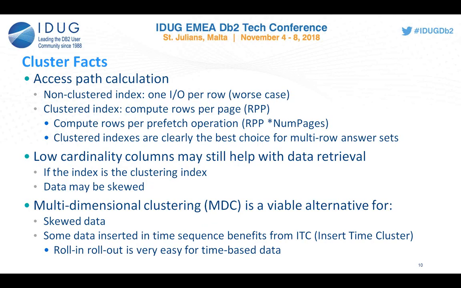So here's some cluster facts. And I basically said that right now. The non-clustered index is one row, one I/O per row in the worst case. With a clustered index, you compute the rows per page and the rows per prefetch operation, and clustered indexes are normally the best choice you have for a multi-row answer set from a lower cardinality answer set. So low cardinality columns may help with data retrieval if the index is skewed, and the other viable option is multidimensional clustering tables as well.